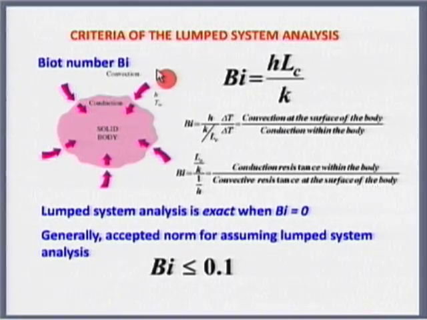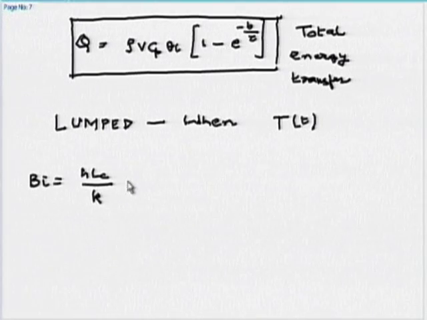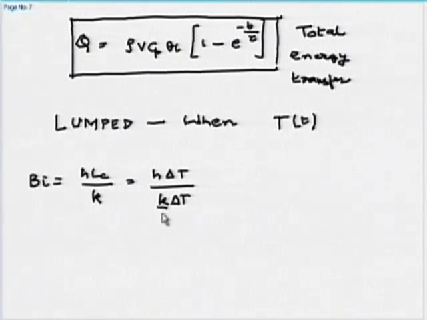This occurs when my Biot number is very much less. Now, the question is, what is Biot number? Biot number is hLc by k. Let us write that. Biot number equal to hLc by k. That is, if I rewrite this as h delta T upon k delta T by Lc.